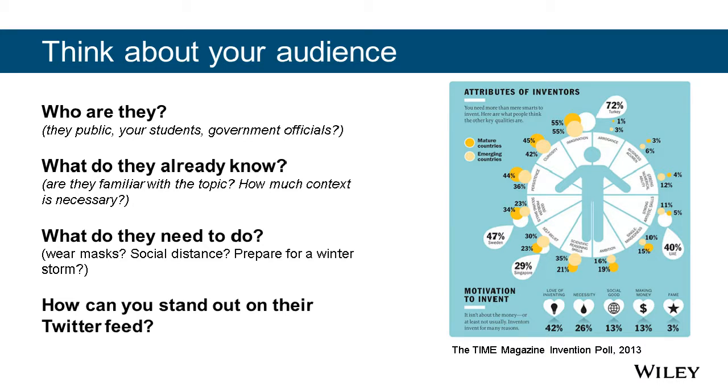You also need to consider what your audience already knows. How much context do they need to understand what you're sharing? And then you have to think about whether there's something you need your audience to do. I think we see countless examples of this right now around COVID-19, and there are many, many data visualizations out there that show the decreased chance of transmission if both parties are wearing a mask or are separated by distance.